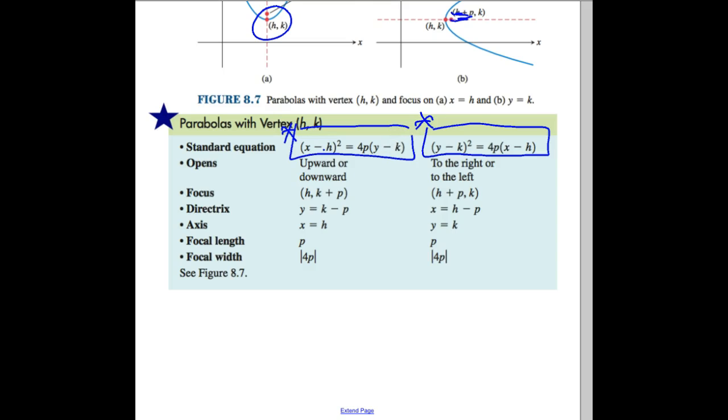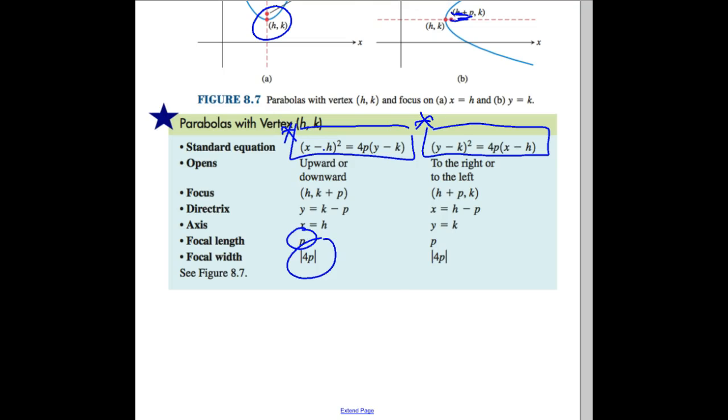So these are the ones that I want you to memorize. X squared, remember, opens up and down. Y squared is the ones that go left to right. Keep in mind that p in our equation stands for the focal length, in other words, that directed distance from vertex to focus. The absolute value of 4p still represents that focal width.